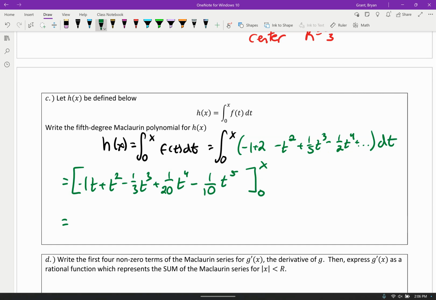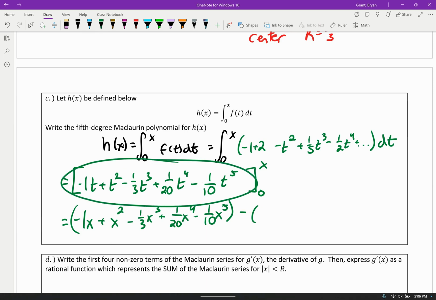When you replace the t's with x's, you get exactly what I just erased. Maybe. There we go. All right. x to the 4th minus 1/10 x to the 5th. And then when you substitute 0 in for all of this, right, 0 is just going to be 0 everywhere. So I'm going to show that it's minus 0. It is pretty optional, but that's about all we need.